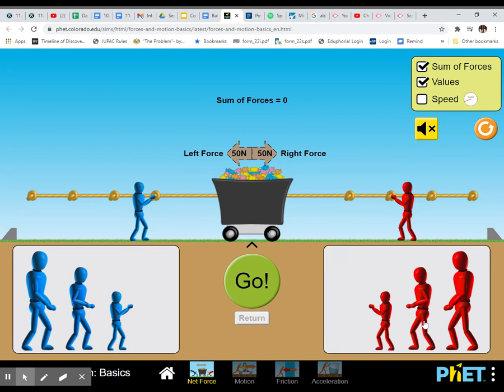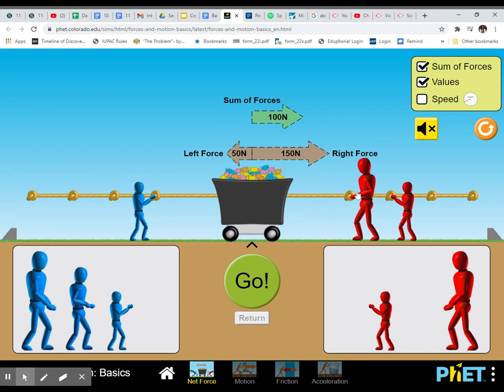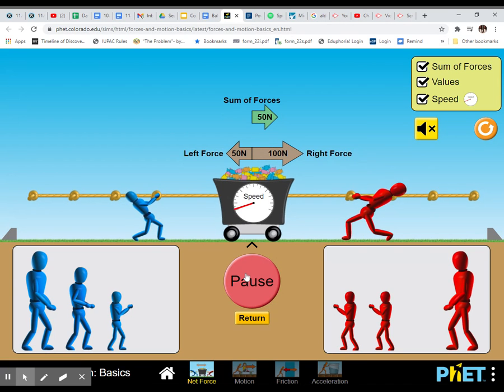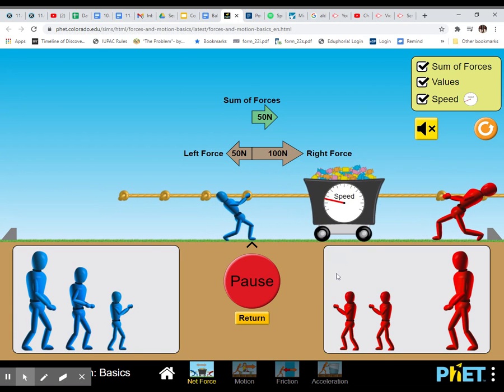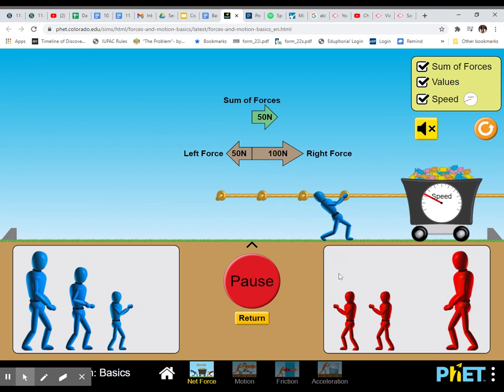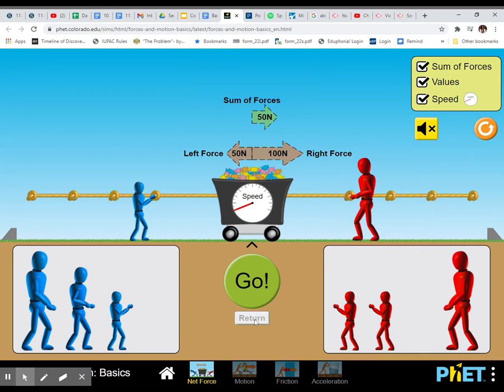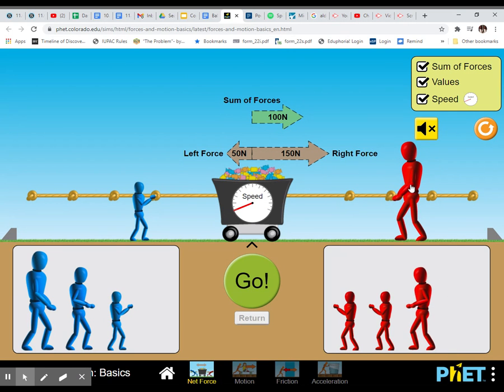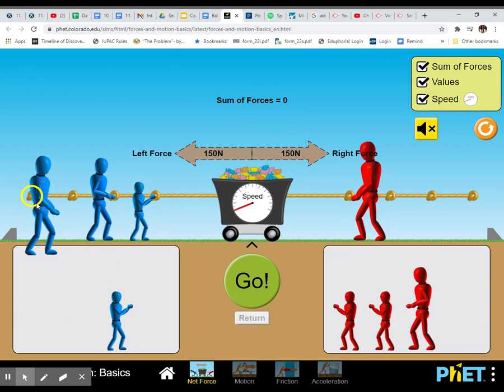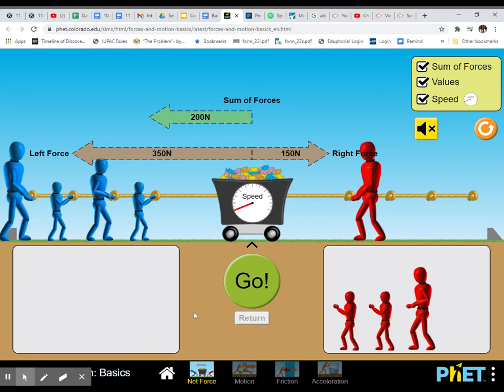Okay? Now let's add this guy. Okay? Well, this guy has 100 newtons of force compared to the little guy of 50. I'm going to press go, and then we see the speed is increasing as we go, and he wins the game. Okay, I will press return, and then you can just play around with it. See how much each person is worth in terms of their force, and then you can just play around with it. That is what number one is telling you.